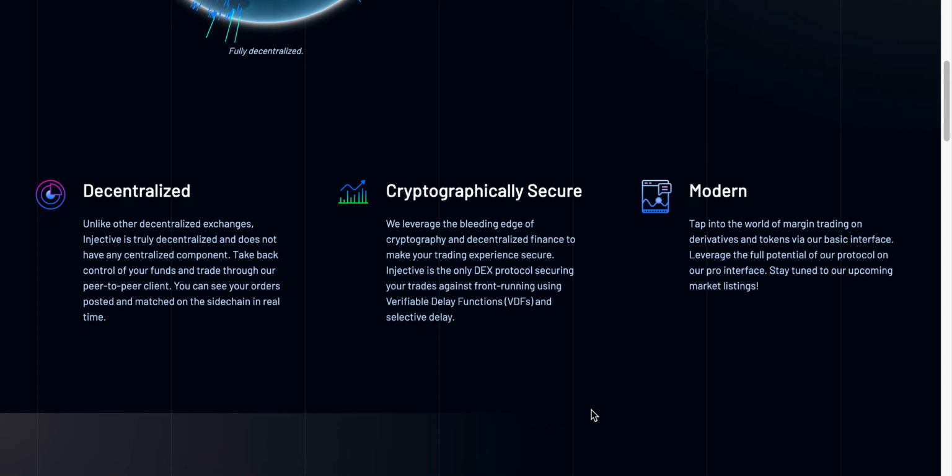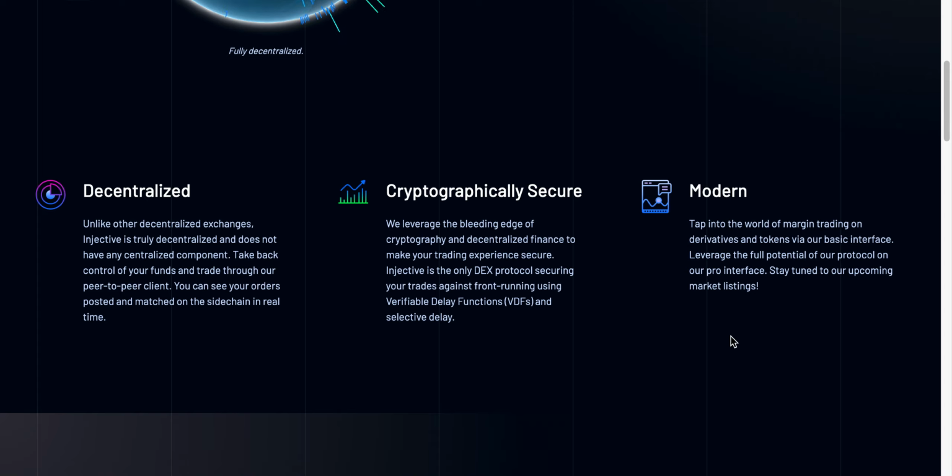Cryptographically secure. We leverage the bleeding edge of cryptography and decentralized finance to make your trading experience secure. Injective is the only DEX protocol securing your trades against front-running using verifiable delay functions, VDFs, and selective delay.